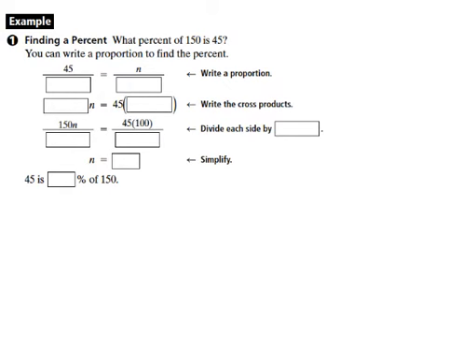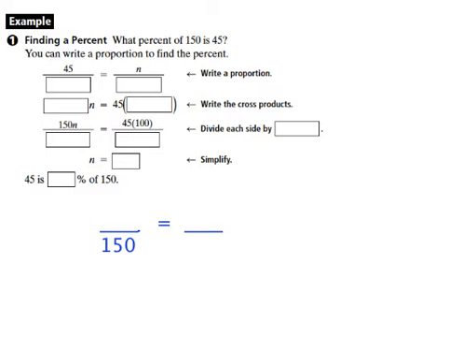Let's try example number 1, finding a percent. What percent of 150 is 45? You can write a proportion to find the percent. We're going to do it off to the side or down below a little bit because the notes require a lot of extra steps, and we're going to try to shortcut these as much as we can. So we start off by looking at the first ratio. Remember, the first ratio is part over whole. Whole follows the word of, so we're going to put 150 on the bottom of our first ratio. We're going to leave the top blank for right now.